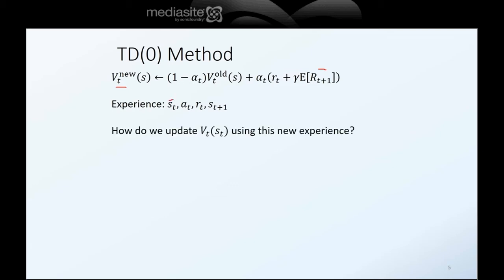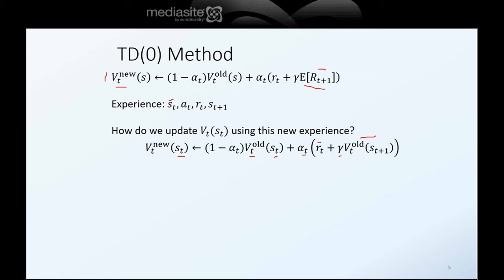This question is using something very similar to this expression here. So this is how we update. V_t new of S_t is 1 minus alpha_t of the old value of the same state, V_t old of S_t, plus alpha_t times R_t plus gamma times, now instead of the expected value of the future total reward, I have replaced that with the old value of the state S_{t+1}.